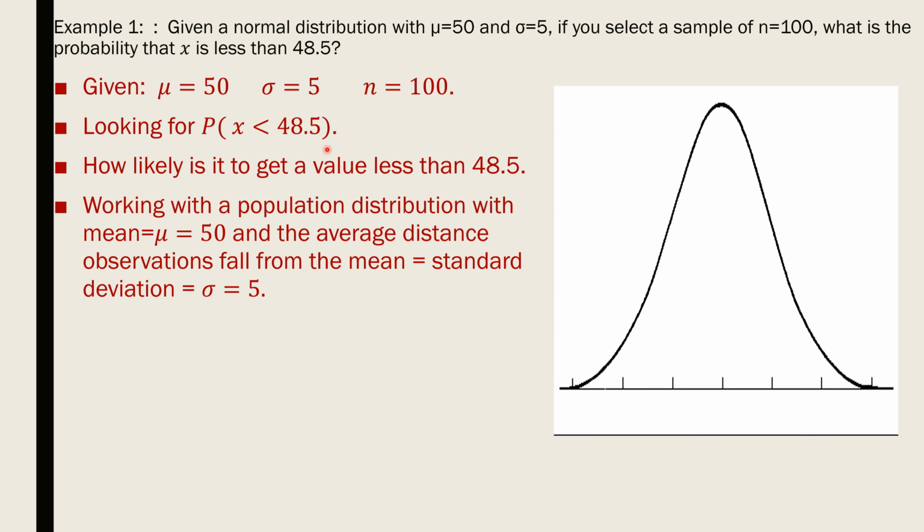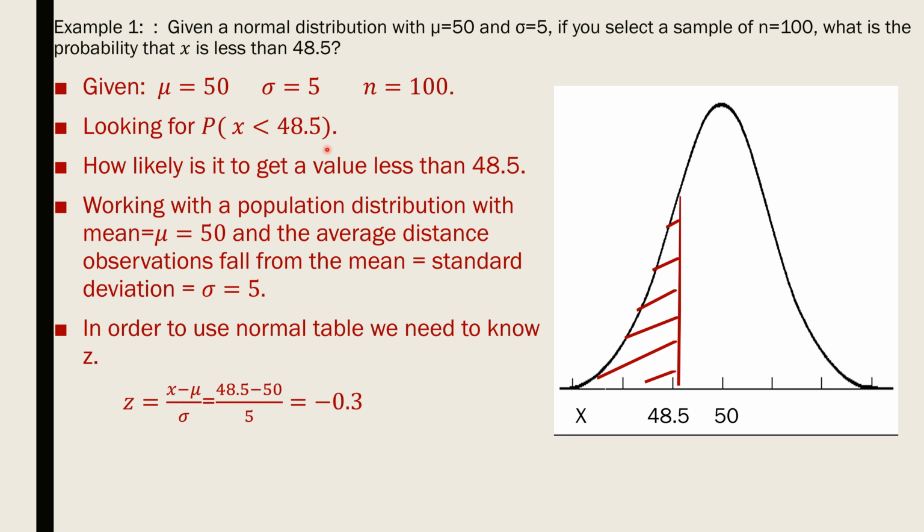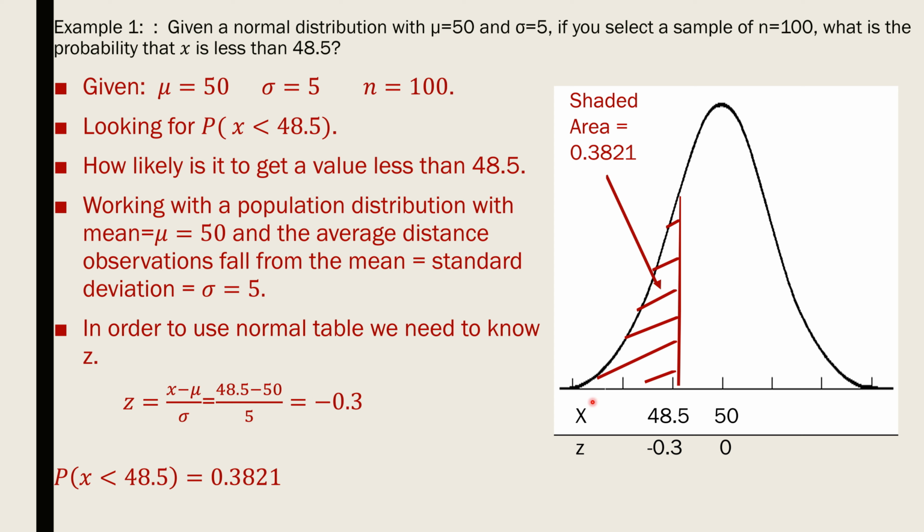We want to transfer the x value to a z-score, right? So we are working with a population distribution with mean equals 50 and the average distance of observations from the mean equals 5, the standard deviation. Again, we calculate the z-score with this formula, and the z-score is negative 0.3. And we can look at the normal table to find this probability. This means the shaded area equals this number.